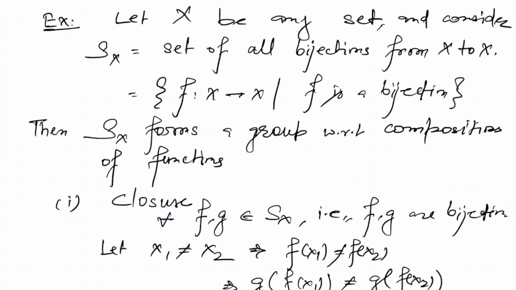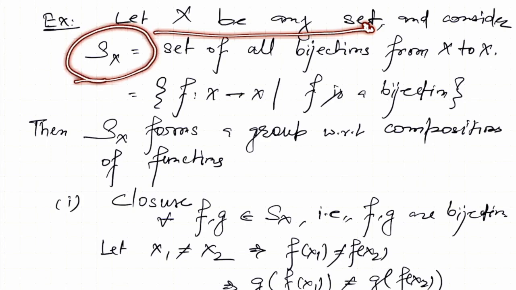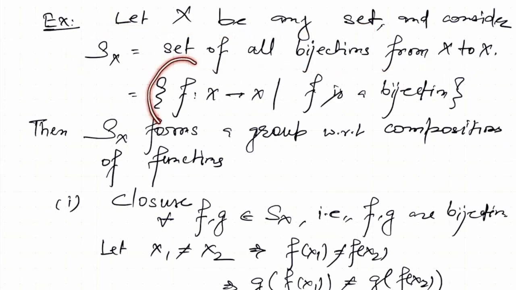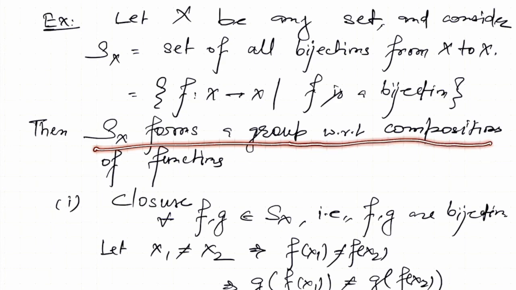Now we will look at a general example of groups. General example means it has many concrete examples. Let's see how. Let X be any set, so it depends on you. You can choose any X, so an infinite number of such X is possible. Now S_X will be the set of all bijections from X onto X. So if you take the set of all functions from X to X where f is a bijection, then my claim is S_X forms a group with respect to composition of functions.